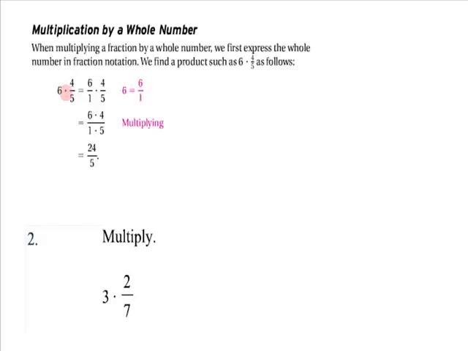So here's an example, 6 times the fraction 4/5. We rewrite 6 as 6 over 1 and keep times our 4 over 5. Multiply the tops, 6 times 4. Multiply the bottoms, 1 times 5. And we get 24 over 5, leaving it in its improper form in this lesson.